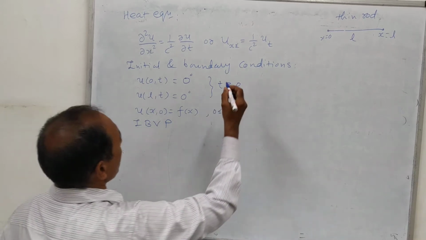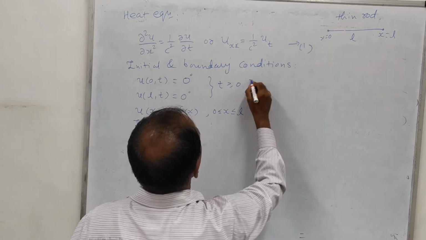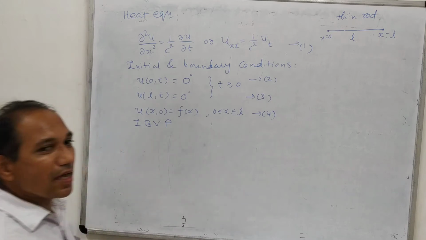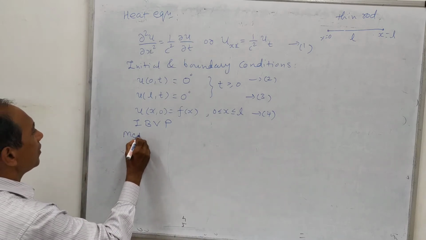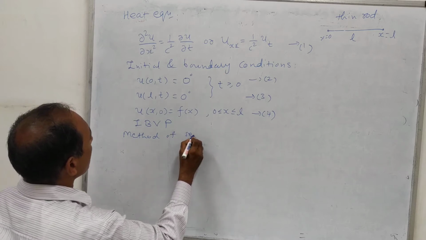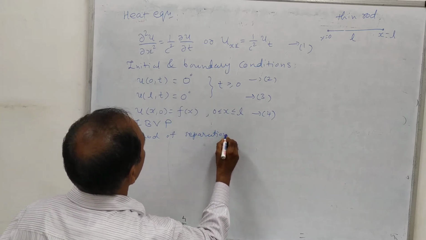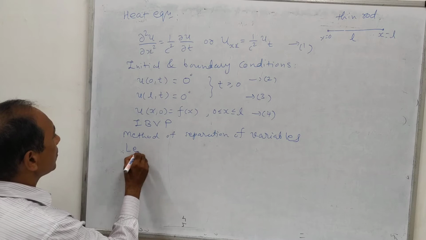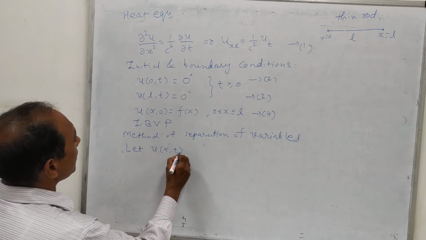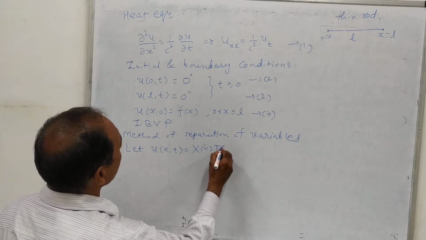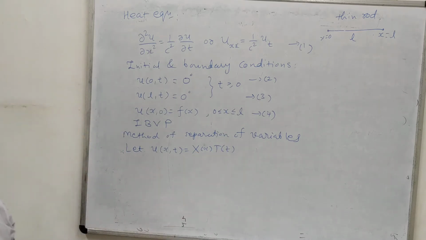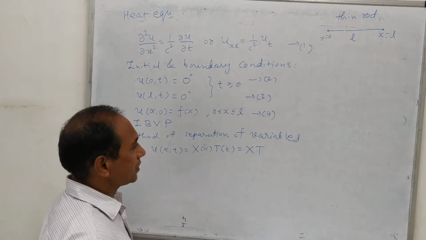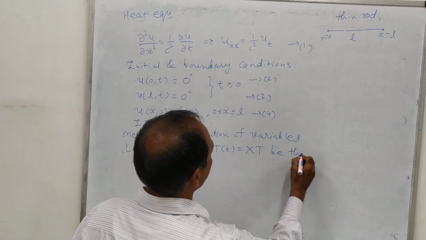Now we want to solve this problem. It can be solved the same as in wave theory, that means by using the method of separation of variables. So here we assume that u is a function of x and t, where capital X is a function of small x and capital T is a function of small t. We sometimes simply write this as X into T, be the solution of equation 1.